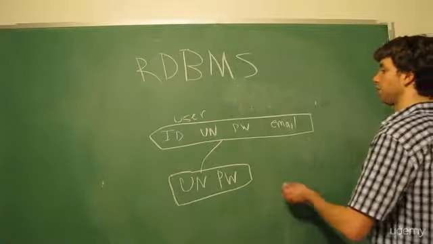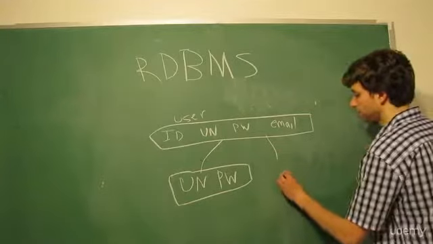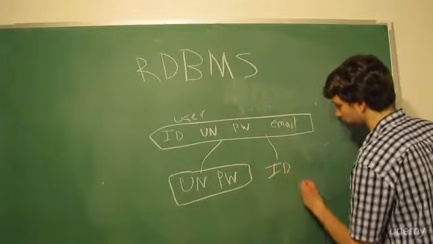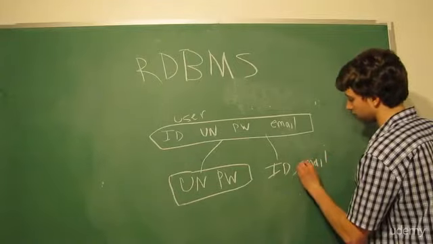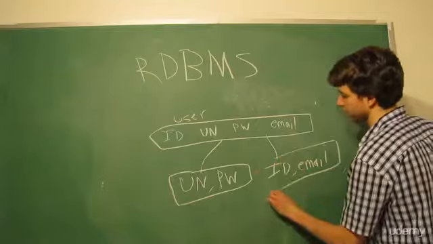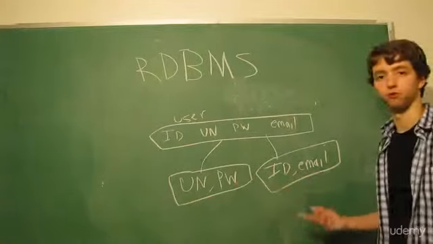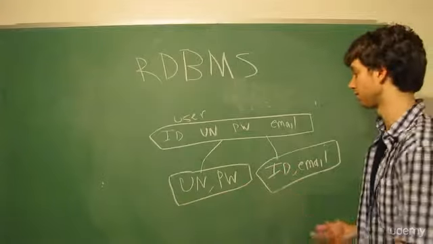Jamie, on the other hand, cares about the ID and the email. So she creates a new view, just like that. So these are both called views. So the view mechanism allows us to create different views.